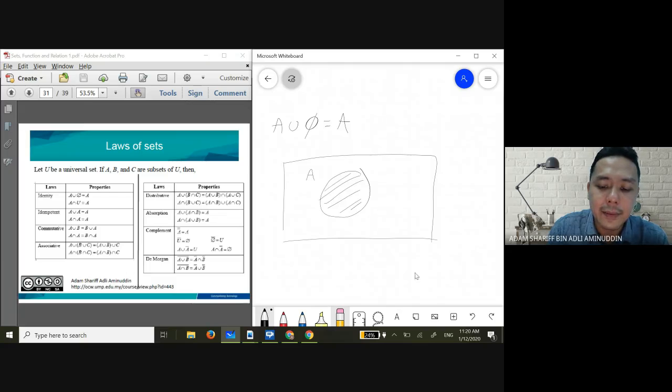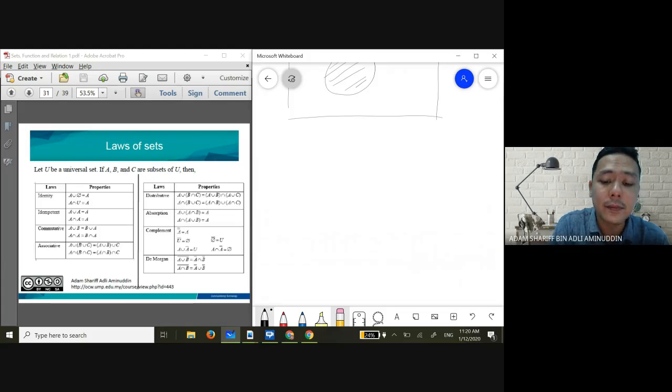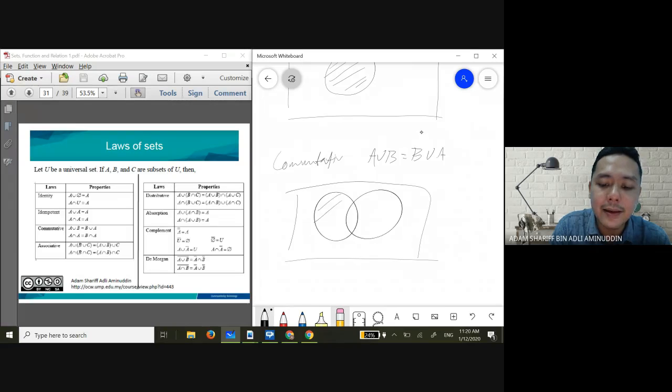Kalau saya pergi ke commutative, contoh commutative states that A union B equals to B union A. So kalau saya zahirkan dalam diagram pun, A union B macam ni. Kalau kita terbalikkan B union A pun dapatlah yang sama. Itu je. Nothing really that complicated regarding laws of set. Maybe only De Morgan tu yang menarik sikit. De Morgan. Okay, saya nak bercakap pasal lorekan.